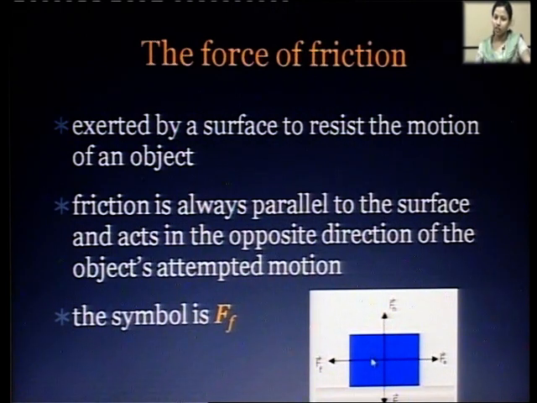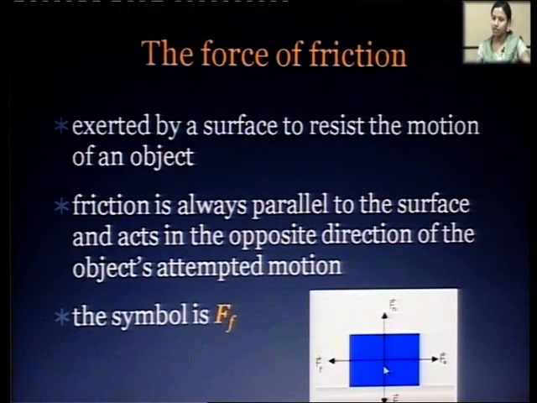If this body has a mass m, its weight is always acting downward, and the normal reaction exerted on this body by the earth is in the upward direction. This is called normal force. Fn is called normal force. This is the force acting on the mass of the body, that is weight.